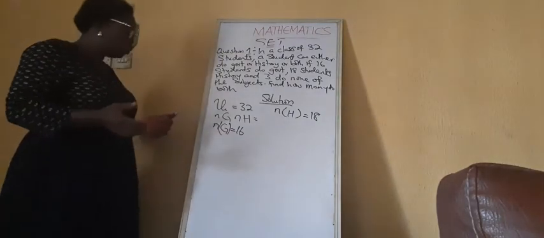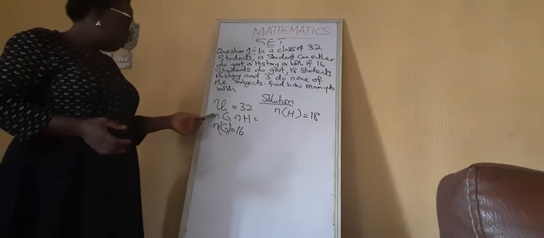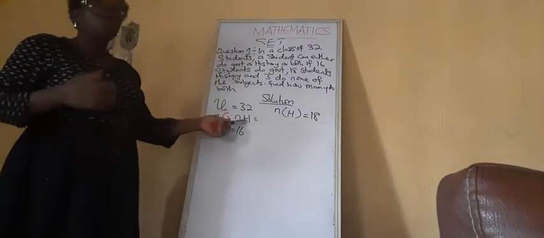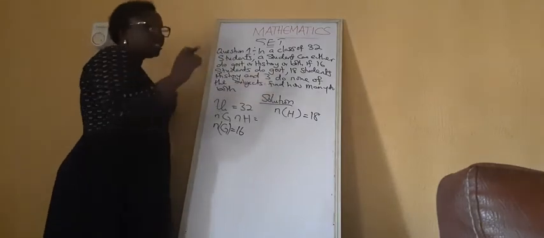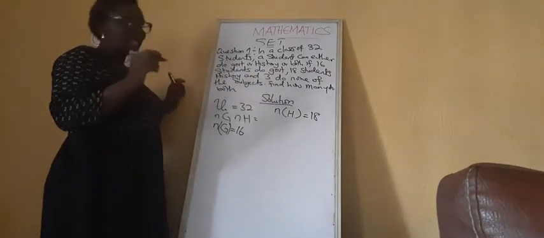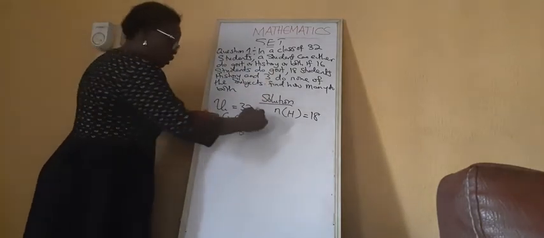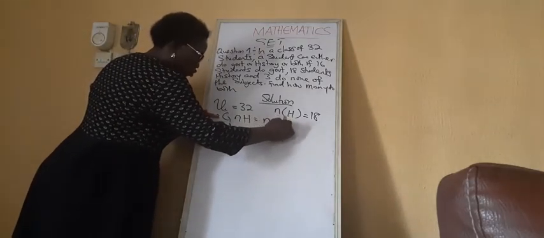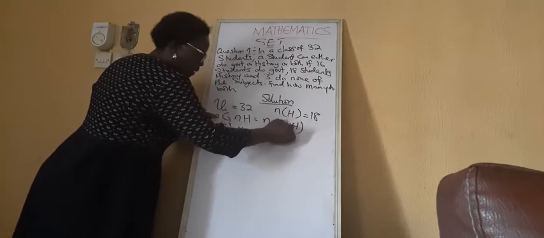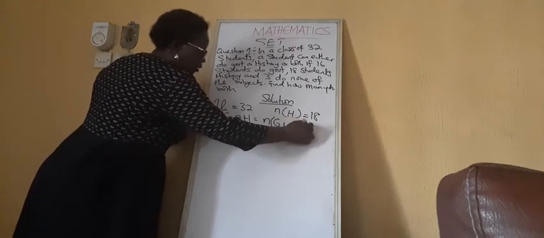So how are you going to know? If you have the number of G intersection H, we don't know. And we are told that it's only 3 that did not take part. So how are you going to do it? You write the number of G union H prime is your 3.